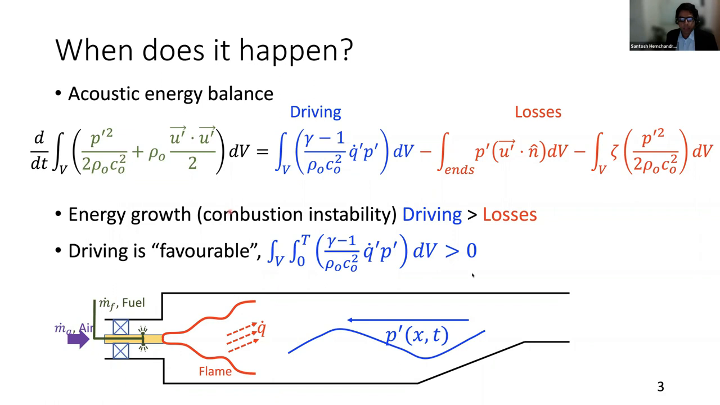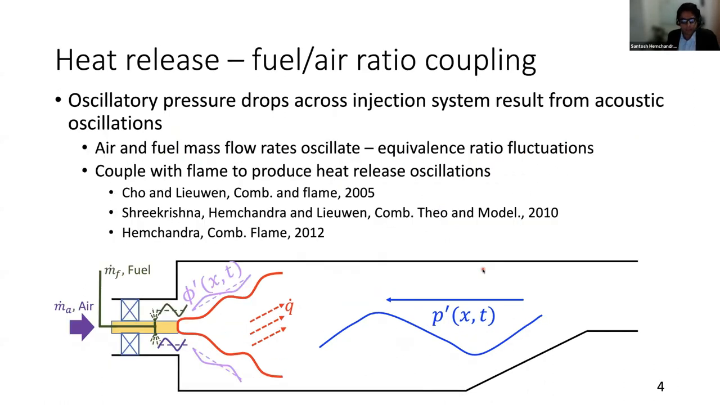So you get acoustic energy growth, which is combustion instability, broadly when driving is able to overcome your losses. And the driving itself is favorable only when this integral, if you average it over a time period of oscillation, does not turn out to be zero. The Q prime and P prime adjust so that the integral is greater than zero. So this is the well-known Rayleigh criterion, which says when you get combustion instability.